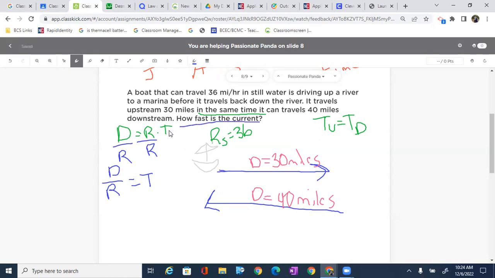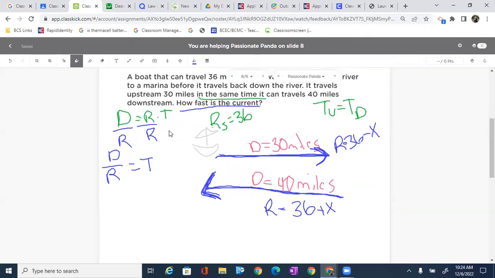So when we're going upstream, does the current help or hurt? Well, it hurts because we're going against the current. So as it's going upstream, its rate is going to be 36 minus the current, which we don't know, which we're going to say is x. But then it begins to go downstream, and that current is going to help the boat go faster. So its rate is going to be 36 plus x.